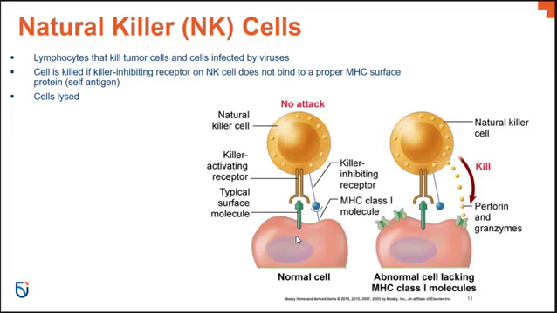However, if the killer inhibiting receptor happens to bind to what's called MHC protein, which stands for major histocompatibility complex, then the killing action is stopped. So you can see that the killer activating receptor bound to a normal cell in the body, but because the killer inhibiting receptor also bound to a very specific protein, the killing action is stopped. This is where the natural killer cell is sort of indirectly realizing that this is not a foreign cell.